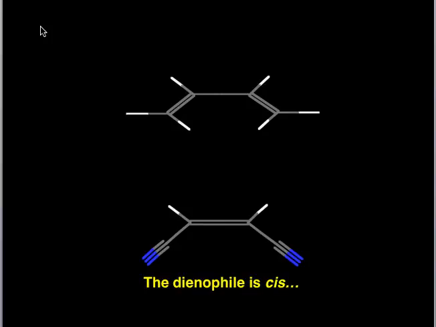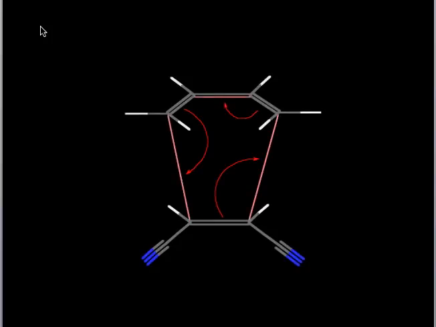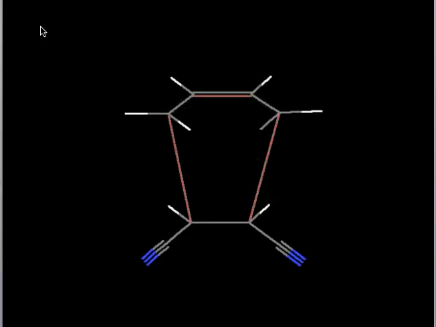What's going to happen here is the terminal carbons of the diene are going to react with the 2 carbons of the alkene. We're going to form these bonds, and this is going to be our new double bond. Everyone happy with that? Here's our 2 new bonds. Here's our new double bond. Now, this is our alkene.